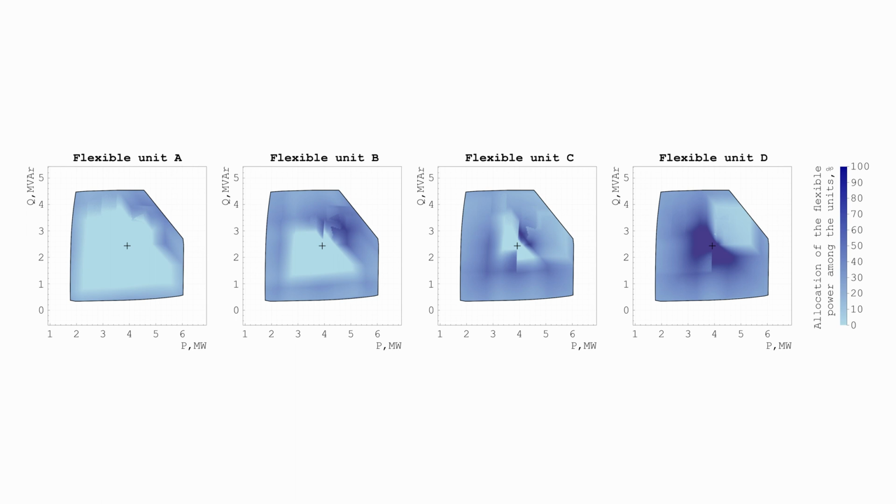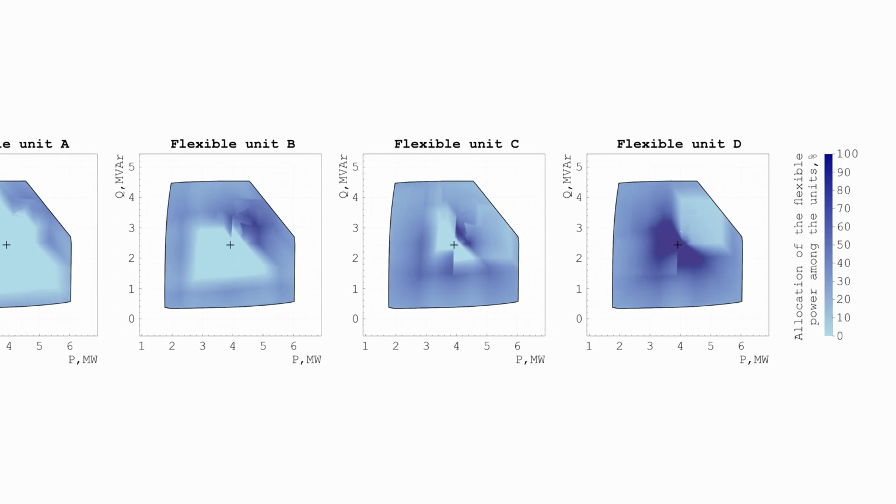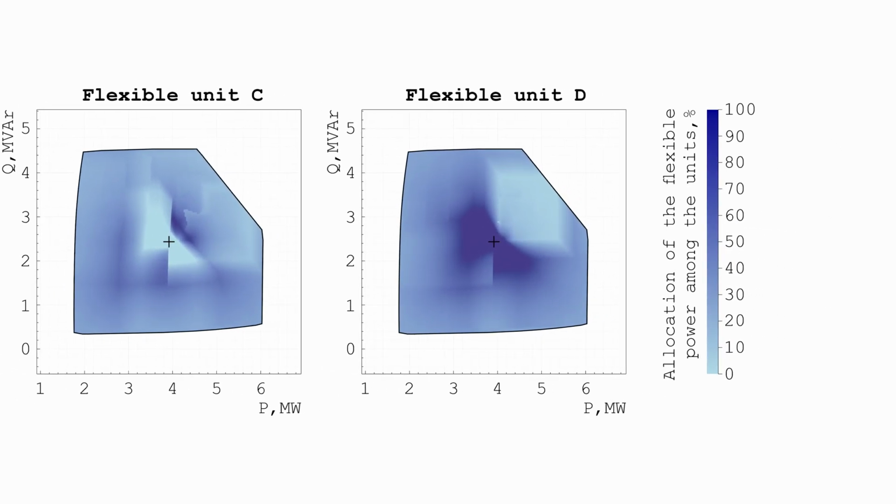If you see, for example, what happens with flexible unit D, let me remind you that this is the cheapest flexible unit, we see that it produces a lot of flexible power for the low magnitude flexibility requests. I mean, requests that are close to the initial operating point. And this flexible unit produces up to 100% for such low magnitude flexibility requests, which makes sense.